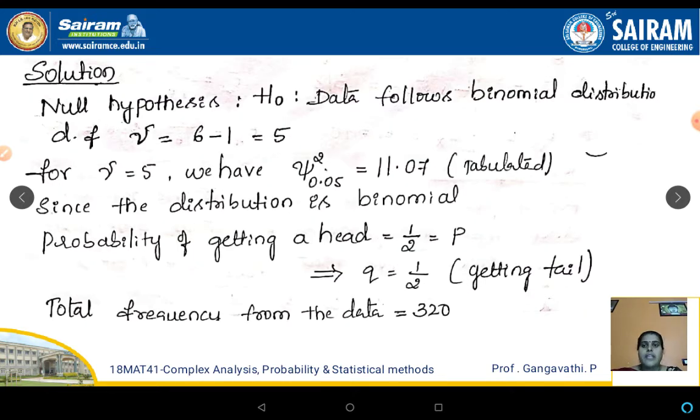So look at the solution. Let us set a null hypothesis: the data follows the binomial distribution. This is a statement that we need to verify, whether H0 can be accepted or H0 can be rejected. So that is what we need to find.